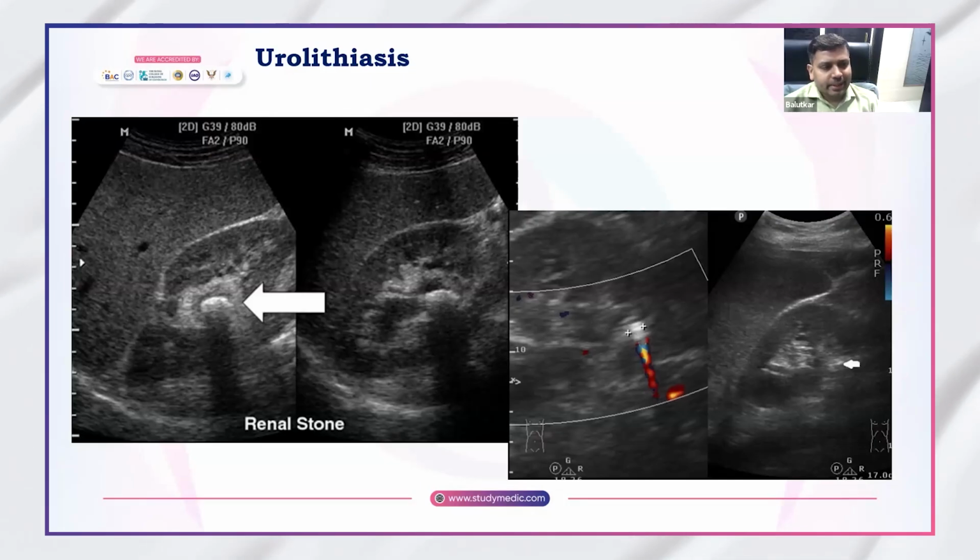It can be within the minor calyces, it can be in the major calyces, it can be within the renal parenchyma, it can be within the ureters. So, a brightly echogenic focus, and this is what is called distal acoustic shadow. Very important sign for diagnosis of renal stones.